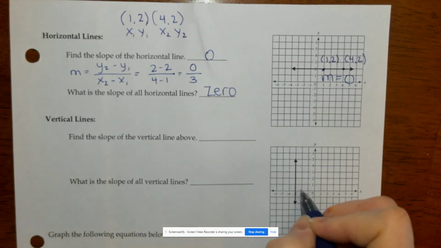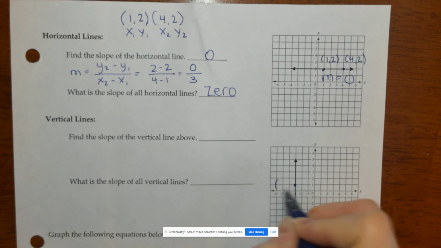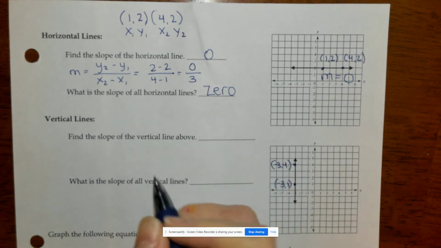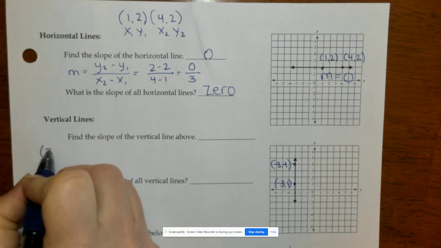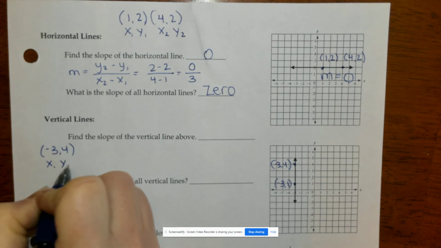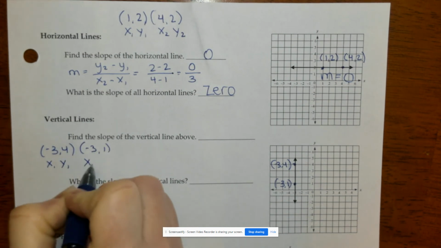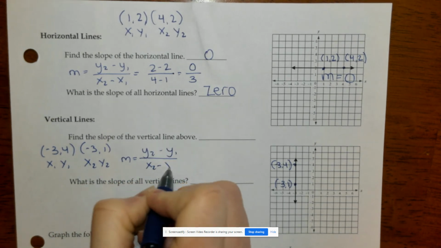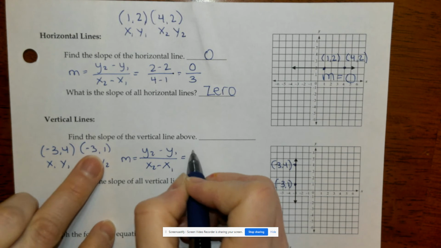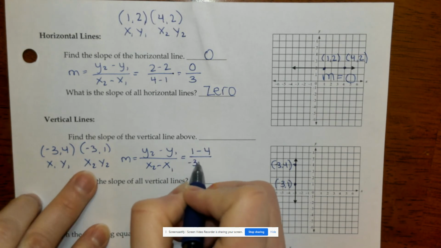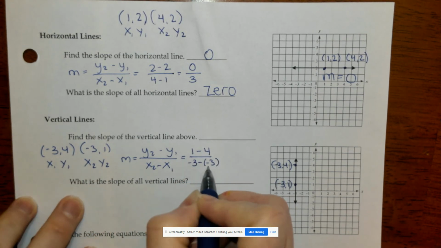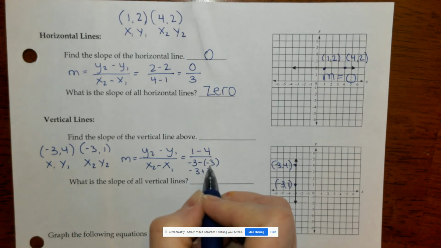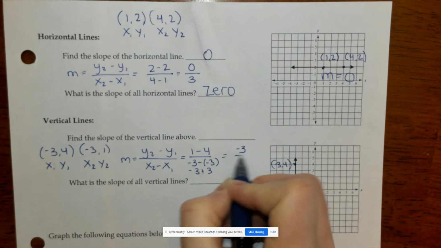Vertical lines. Now, if I pick two good points, so let's say I pick (-3, 1) and (-3, 4). If I write those down just to make it easier to label them, (-3, 4) and (-3, 1). And then I find the slope, y2 minus y1 over x2 minus x1. So that's going to be 1 take away 4 over negative 3 minus negative 3. Now you can rewrite this, right? You could say negative 3 plus 3, or you could say if I have negative 3 and I take away negative 3, that's clearly 0. I would end up with negative 3 over 0.